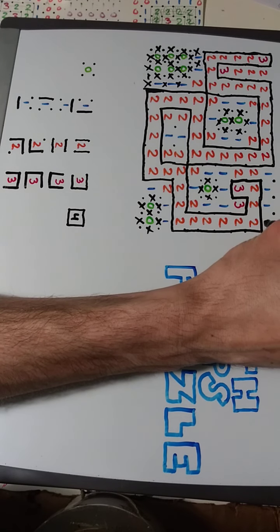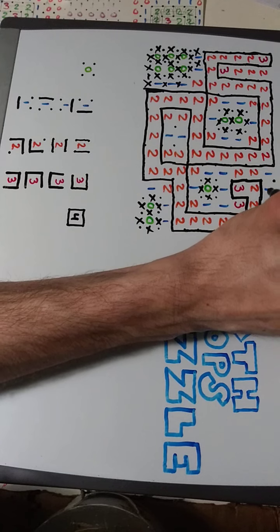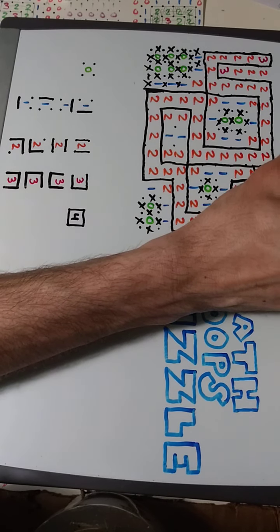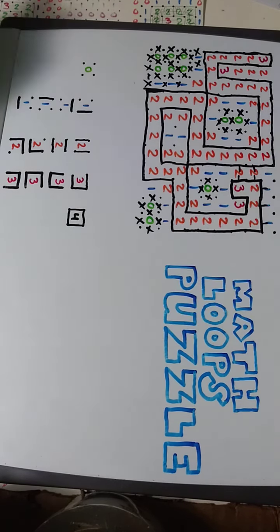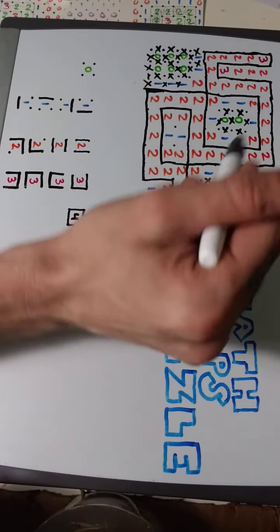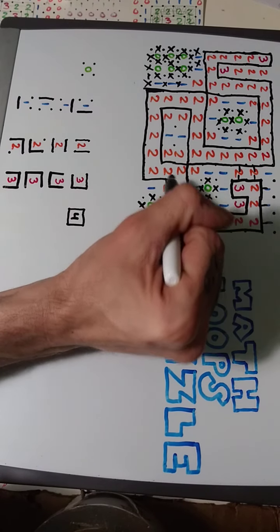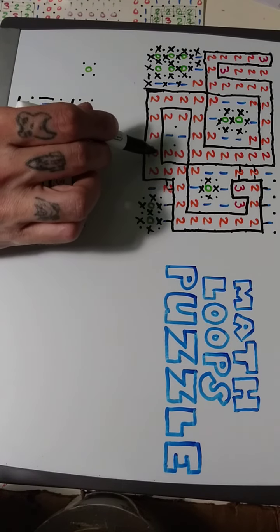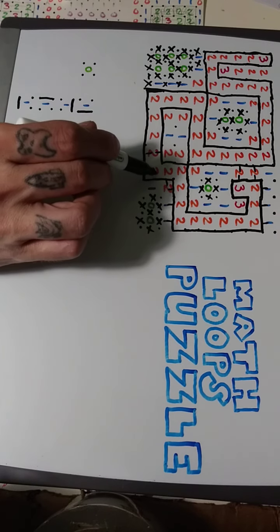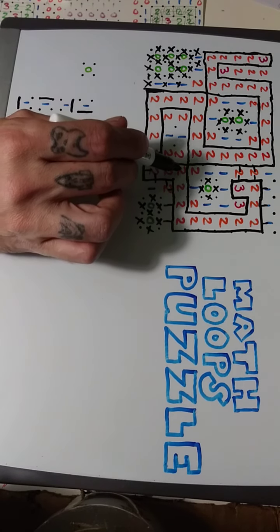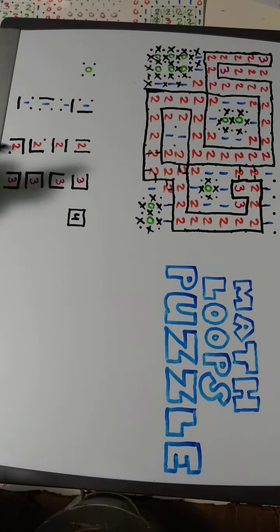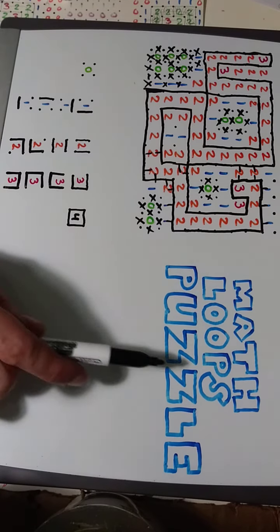So this one has a line surrounding it, 1, 1, 2, 2. So you can double check your solution like that. This one is only touching one line, 2 lines, 2 lines, 2 lines, 2 lines. So there's your solution for this map loop puzzle.